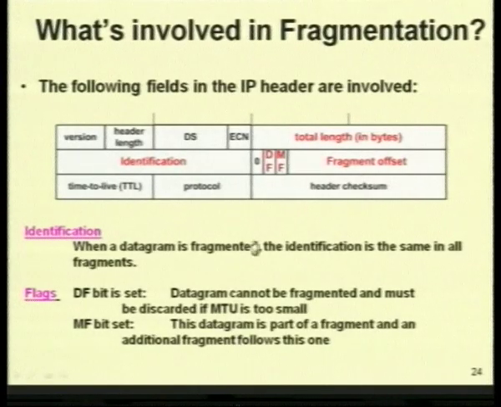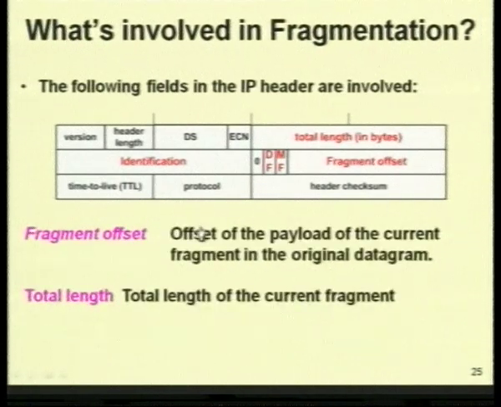Now the fragment offset field is the one which allows you to order these fragments. What the fragment offset gives you is the offset of the payload of the current fragment in the original datagram. And the total length is the length of the current fragment. This is how the information is specified.